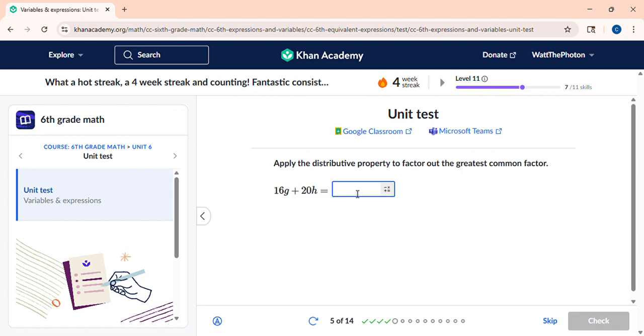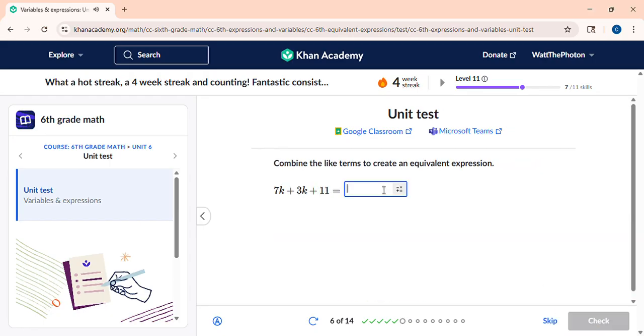Apply the distributive property to factor out the greatest common factor. We have 4. That's a good one. Does it want 4? I think it might want 4 times 4g plus 5g. 5 is prime. It'll be hard to get 5 much lower. 5h. Excuse me. That seems right.